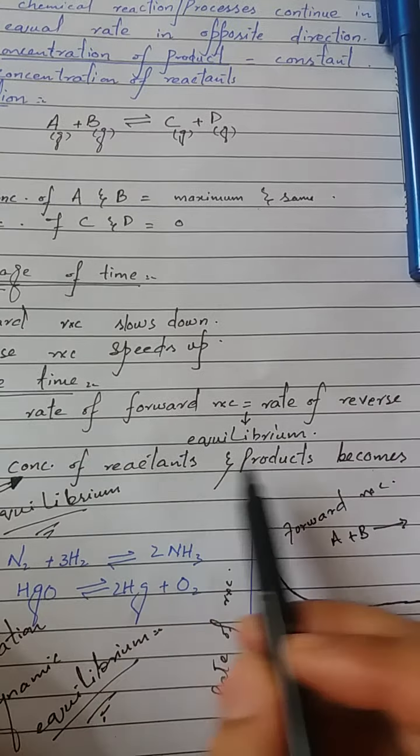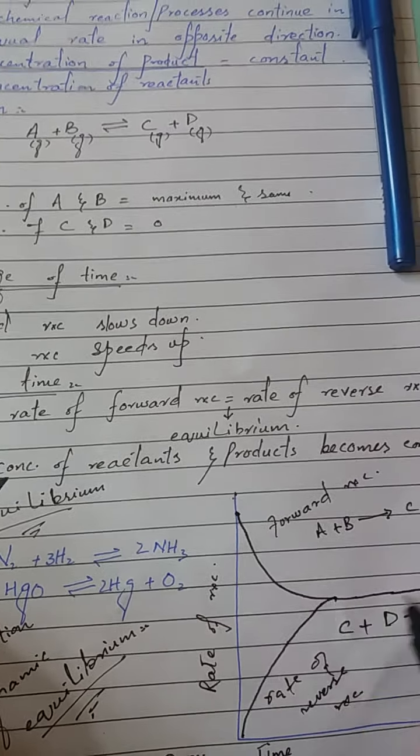So here the concentrations of reactants and products become constant. The rate of forward reaction becomes equal to the rate of reverse reaction. Such a type of equilibrium is known as dynamic equilibrium.